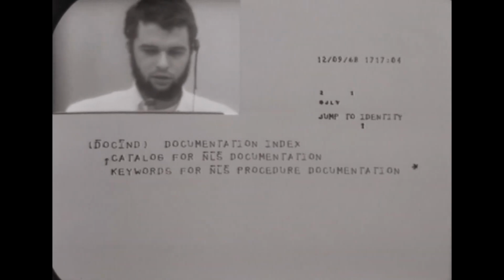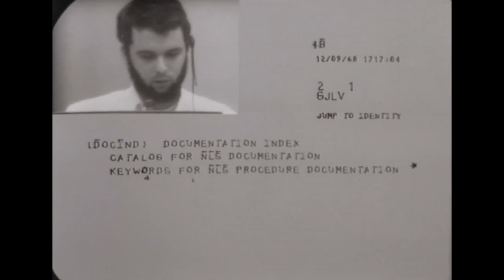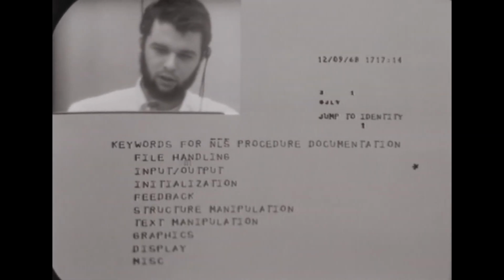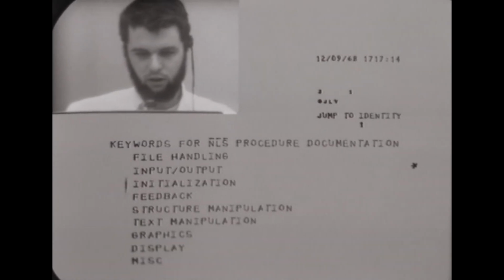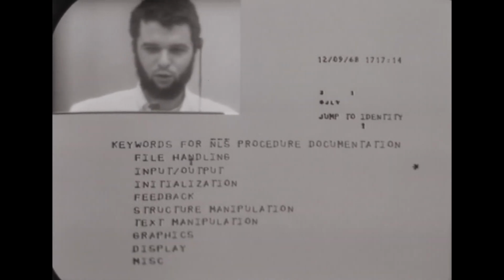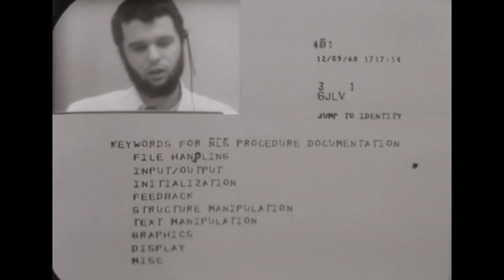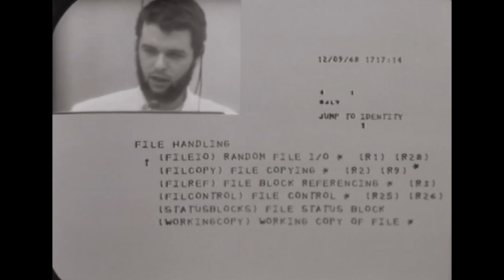See, the first part is the catalog. The second part contains the list of keywords. Let's open that up. They're again categorized into the various categories that you would want to use to describe what you're after. Let's look at file handling and open that up.